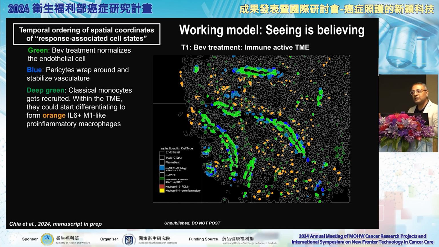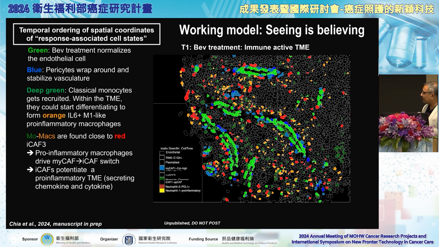I'm not showing you the data, but with single cell trajectory analysis and RNA velocity, we can identify where these IL-6 macrophages are coming from, with lineage analysis and pseudotime trajectory. These macrophages, the inflammatory macrophages, are always co-localized in these triads with classical monocytes and the ICAF3s.